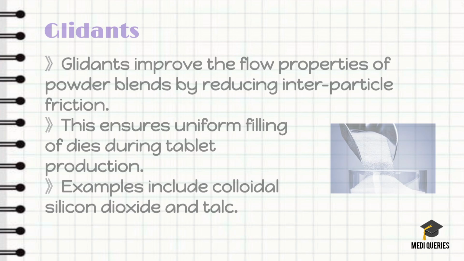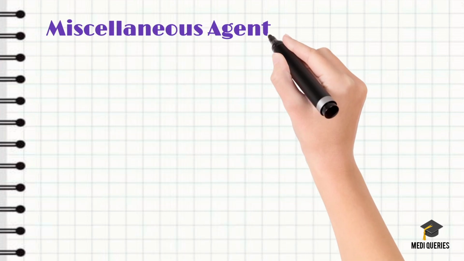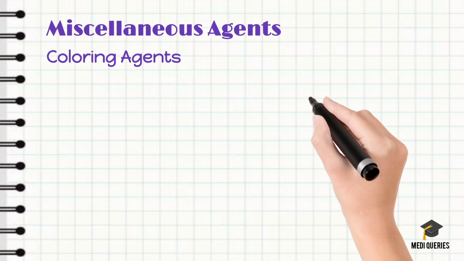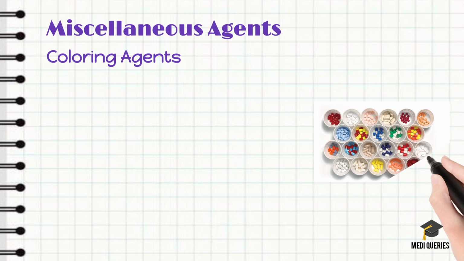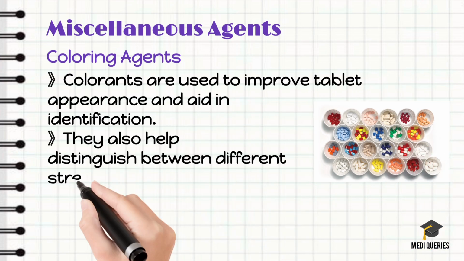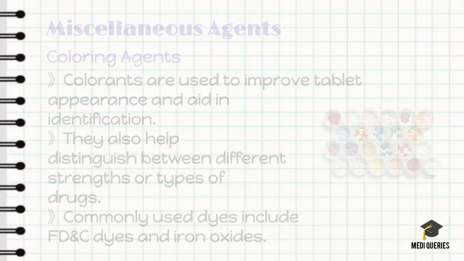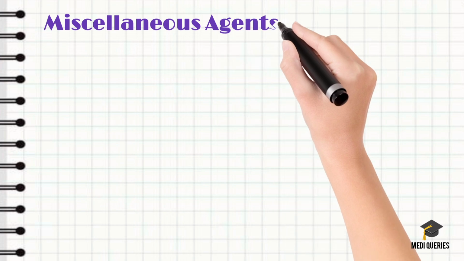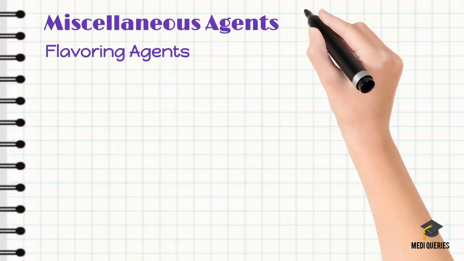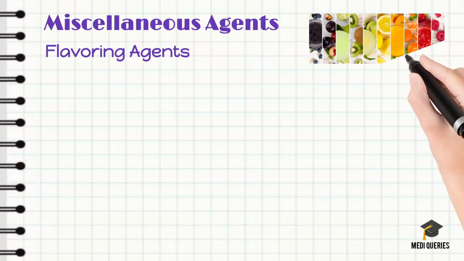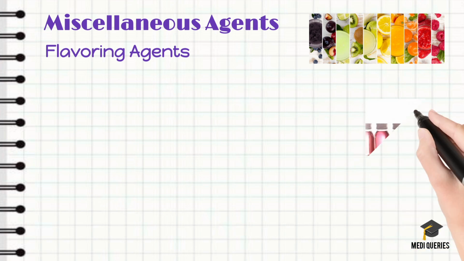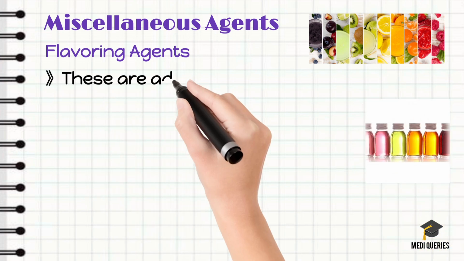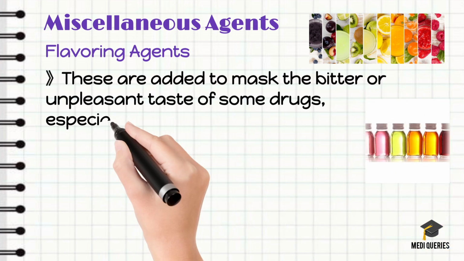And next is the miscellaneous excipients like colorants, flavoring agents, and sweeteners. To improve the aesthetics and patient compliance, especially in children, we use colorants, sweeteners, and flavoring agents. The colorants mainly help in tablet identification and branding. They can be synthetic dyes or natural colors.